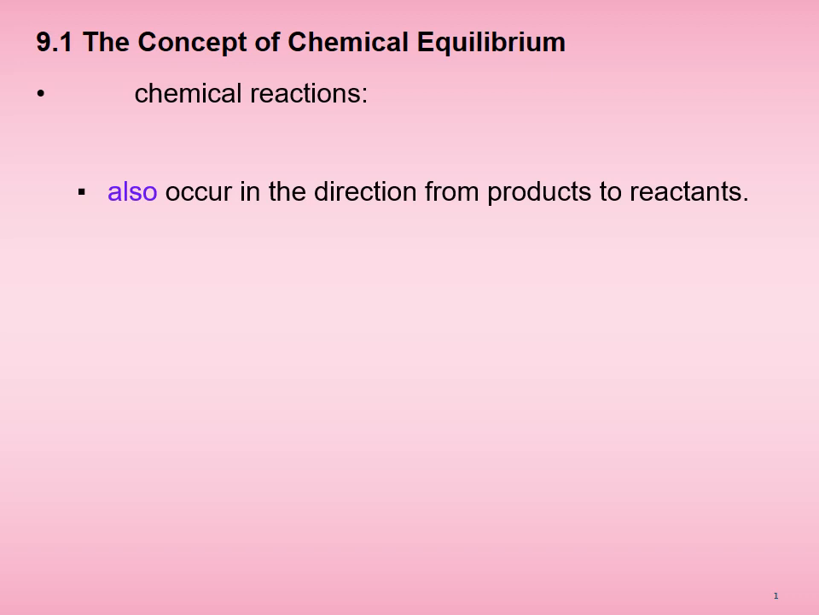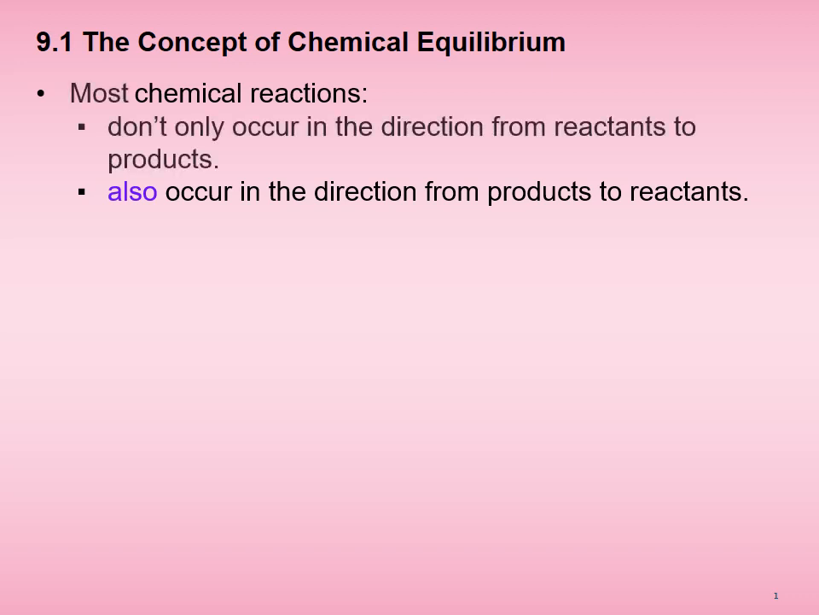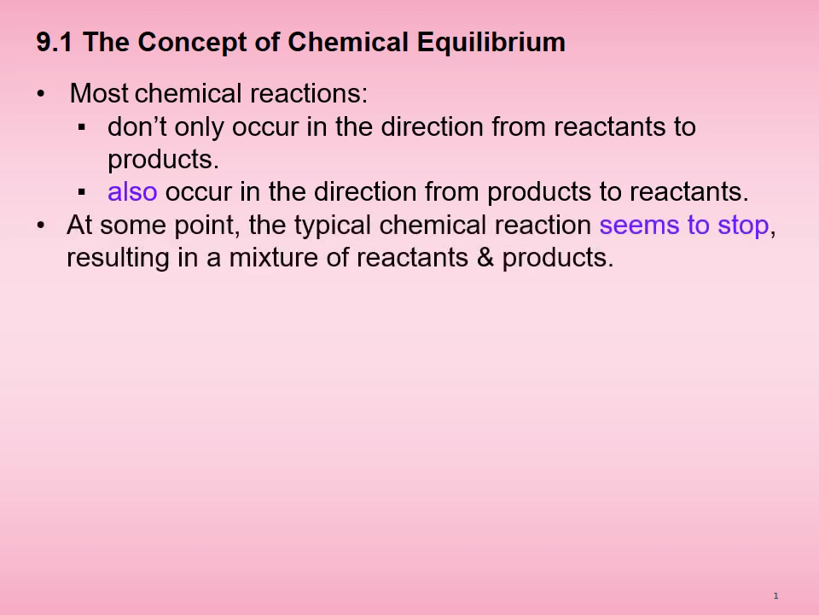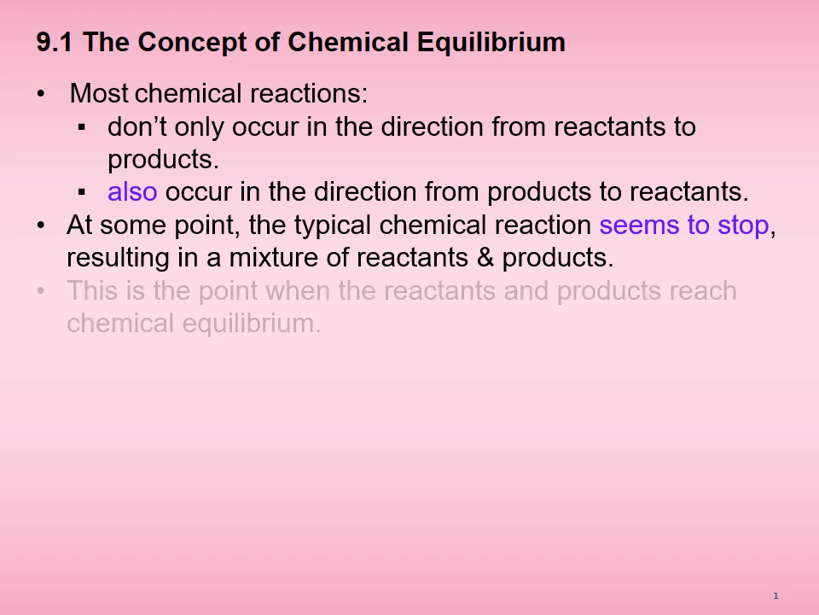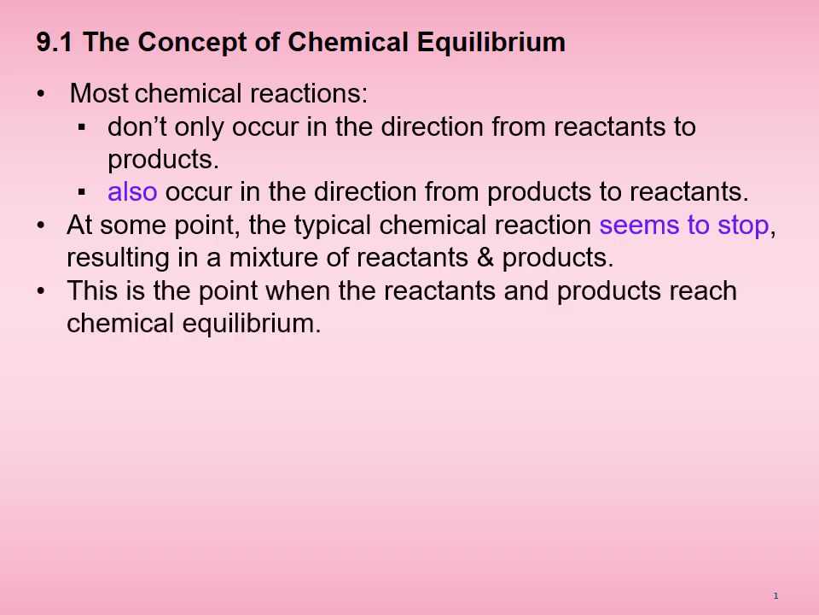Thus far, most of the reactions we've encountered occur in just one direction, that is, the conversion of reactants into products. However, reactions can go in the opposite direction too, that is, products undergo reaction to reform reactants. In fact, most reactions go in two directions. Over time, the typical chemical reaction appears to stop, and both reactants and products are present. This point is known as chemical equilibrium.